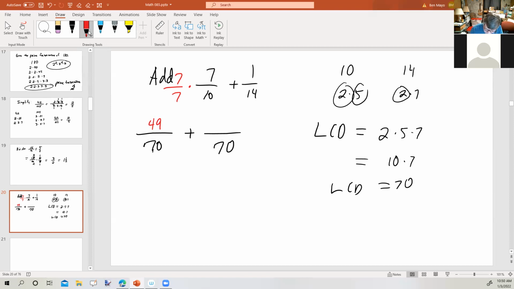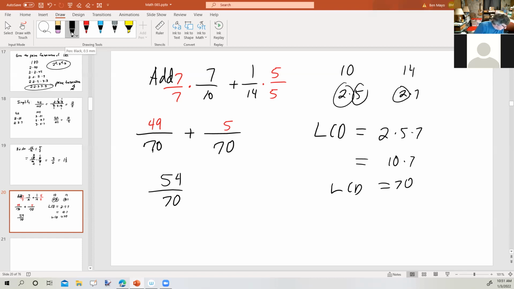Okay. To get 1/14 to be something over 70, we multiply the 14 by 5 to get 70. So we also multiply the 1 by 5. So 1 over 14 becomes 5/70. Now that we have two fractions with the same denominator, we can add their numerators over the common denominator, 54 over 70.